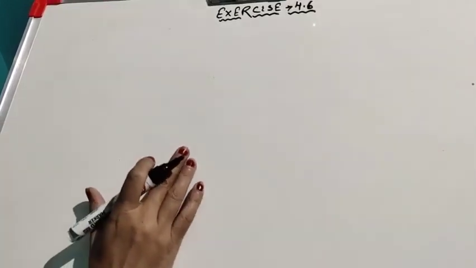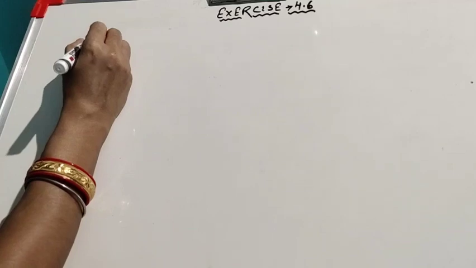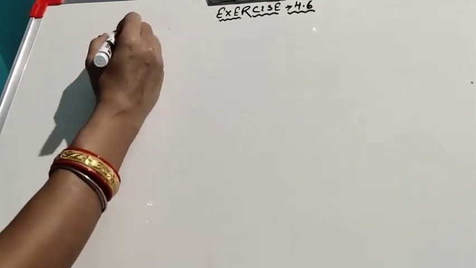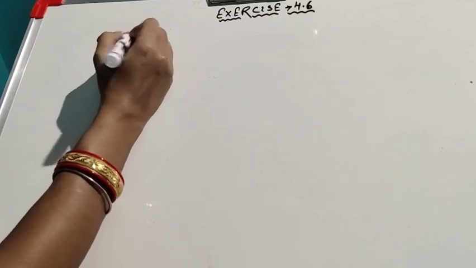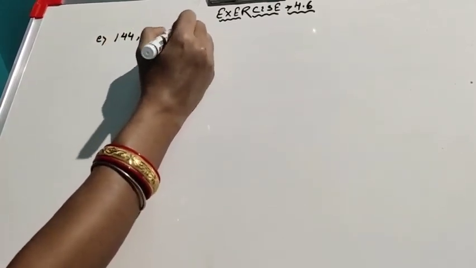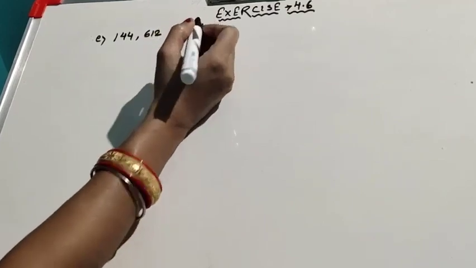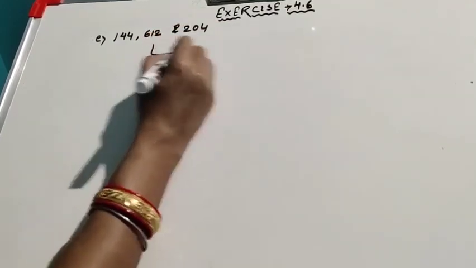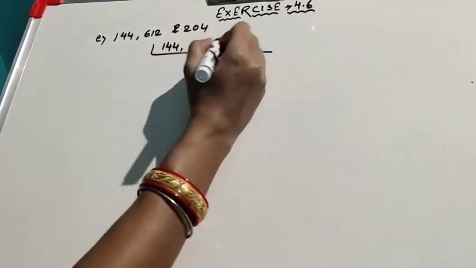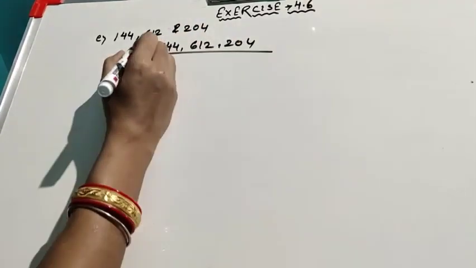One more question I have to solve, question number E. We can use two methods, so for this one question I will solve with another method. The numbers are 144, 612 and 204. In this question we are using the LCM division method. 144, 612, 204. We can go with the 2 table.